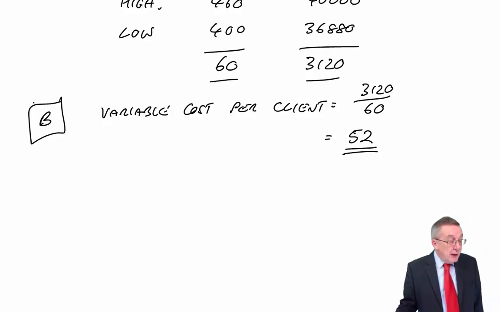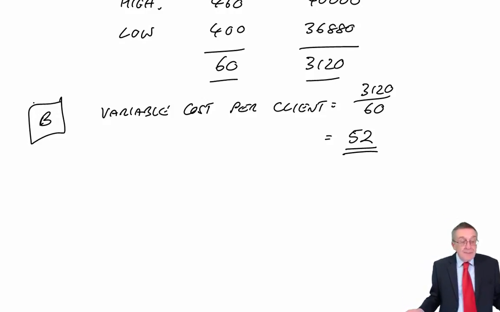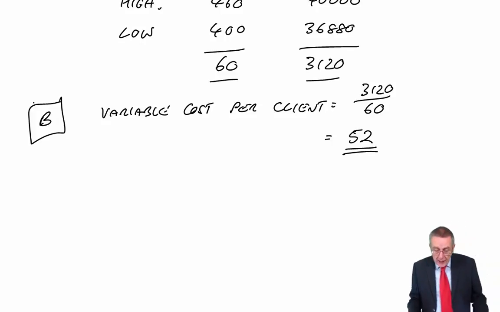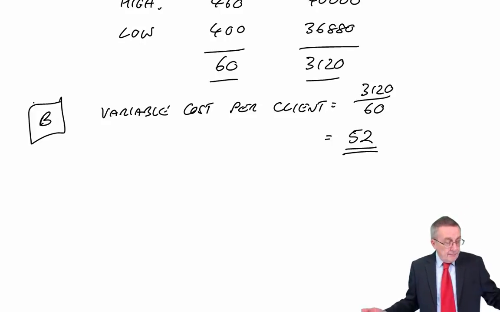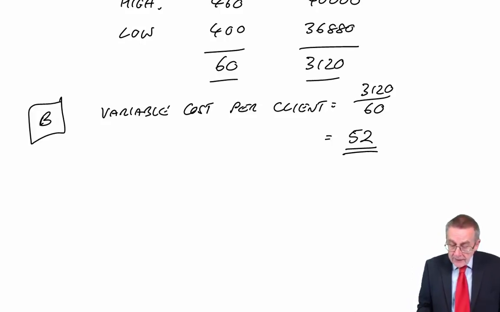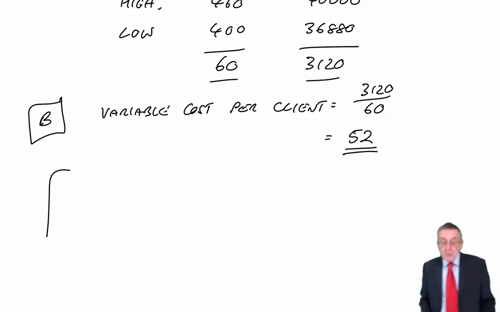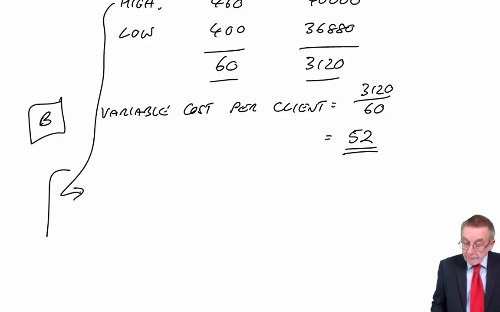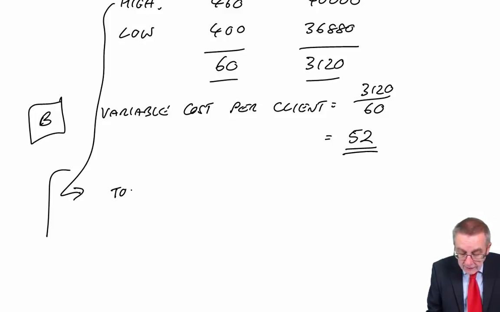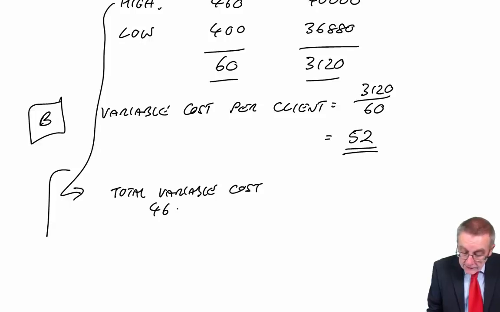Too many people would waste time. You see, it may only take a minute or two to calculate the fixed cost, but it's a minute or two wasted. You could be using that time doing some more of the later questions. However, just for everybody's benefit, to get the fixed cost, look at either of the two, high or low. If I look at the high one, we now know what the total variable cost is, because there were 460 clients.